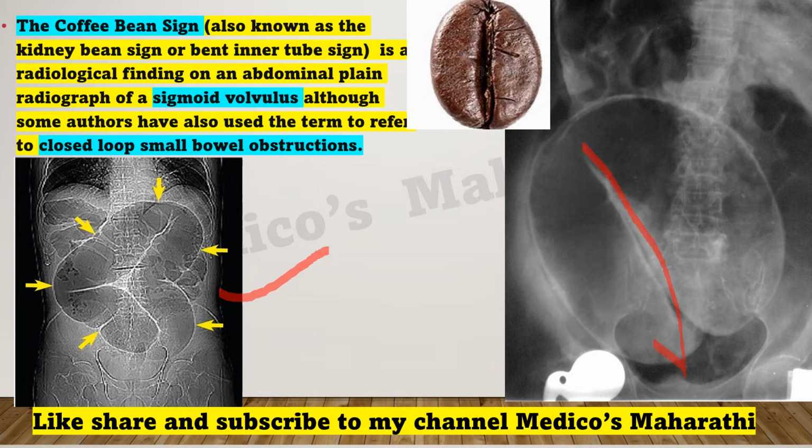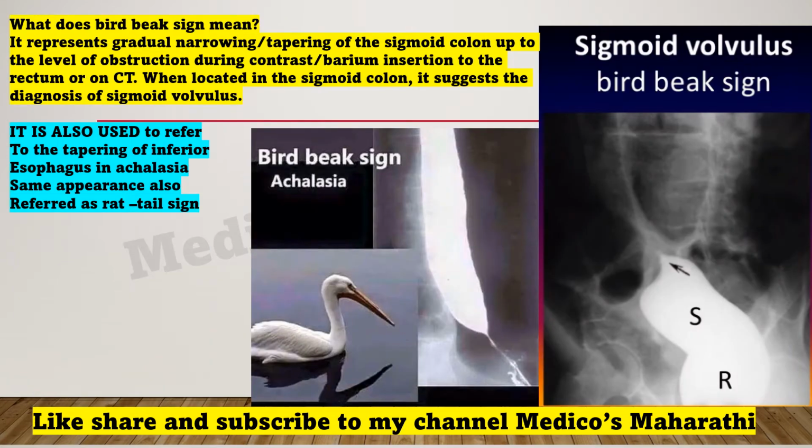Now let's see another sign for sigmoid volvulus, and that is, here you go, bird beak sign. It represents gradual narrowing and tapering of the sigmoid colon up to the level of obstruction during contrast or barium insertion into the rectum or on CT. When located in the sigmoid colon, it suggests the diagnosis of sigmoid volvulus. So here you can see sigmoid volvulus diagnosed by this bird beak sign.